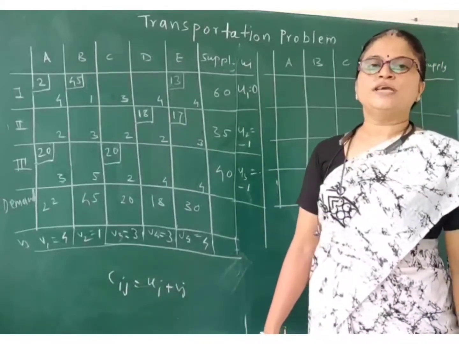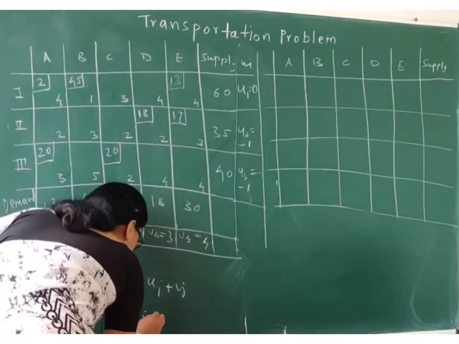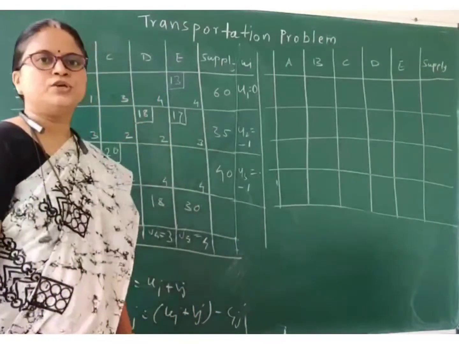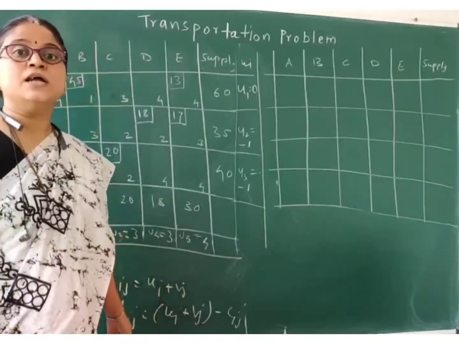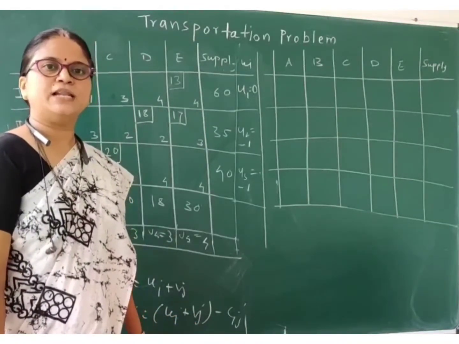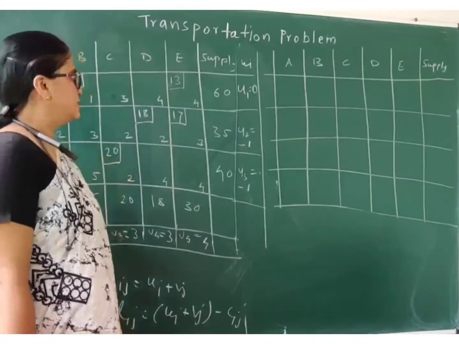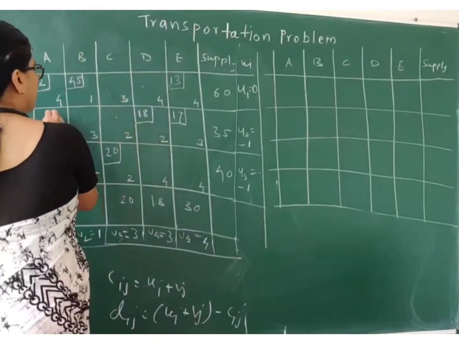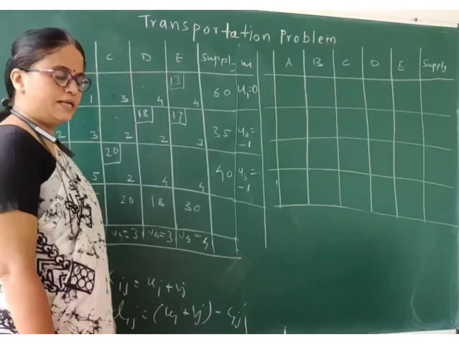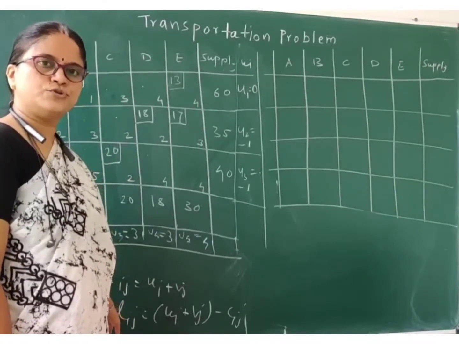Now we can calculate Dij by using Dij is equal to Ui plus Vj minus Cij. The value of Dij can be calculated for unoccupied cells, that means the cells where we have no allocation. Dij is called the opportunity cost.